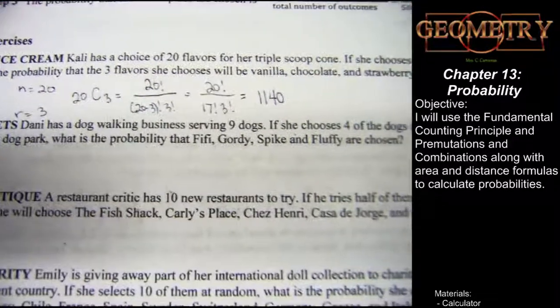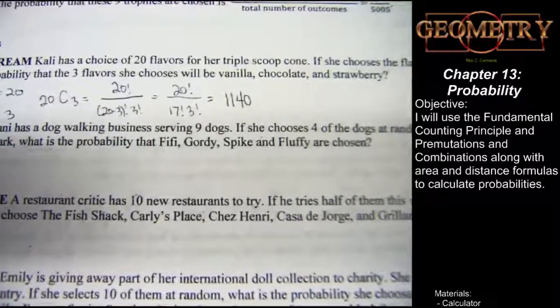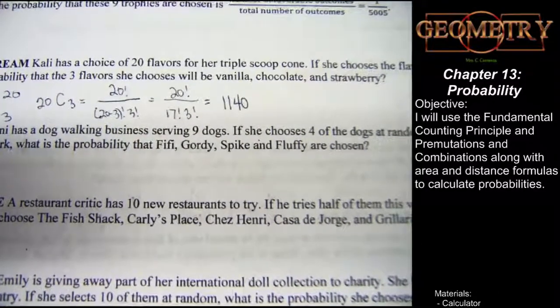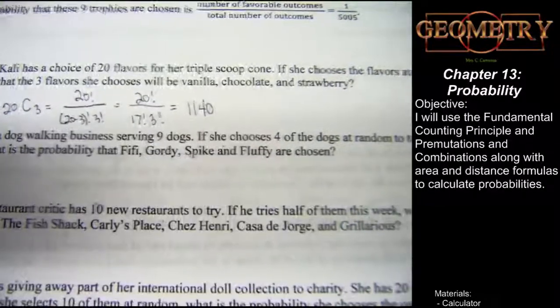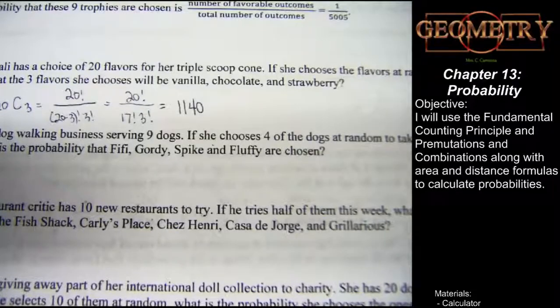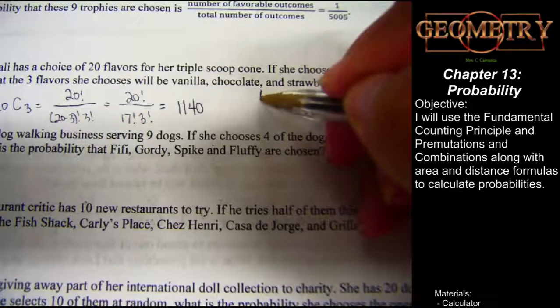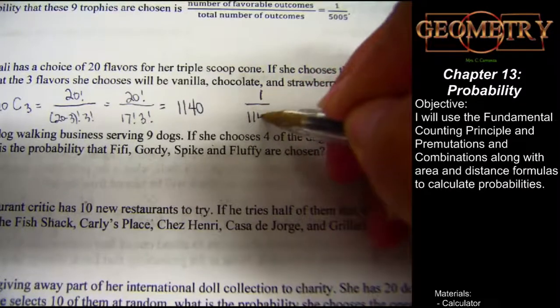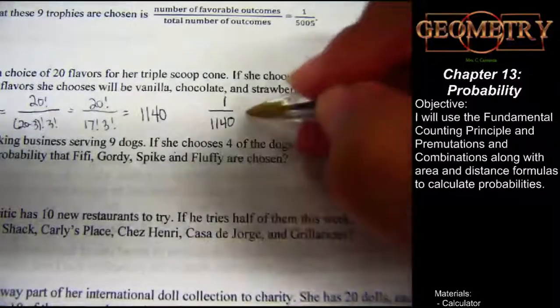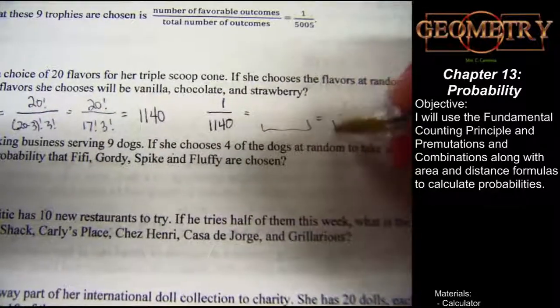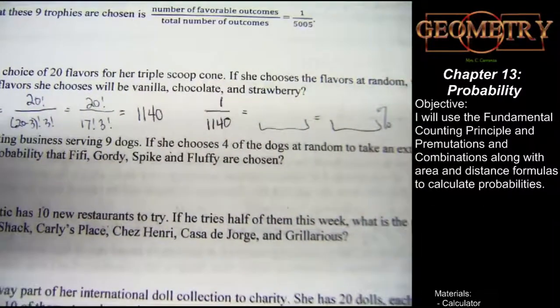1,140 different ice cream scoops that she could make some combination of these. And she's not repeating flavors, okay? So you're not going to get 2 scoops of vanilla and 1 scoop of something else. Now, the odds that she chooses vanilla, chocolate, strawberry, because we're not allowing repeats, is that this only happens once. And so that's her probability. Put it as a decimal, put it as a percent, call it a day.